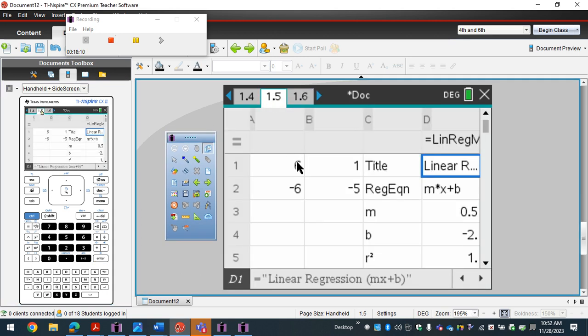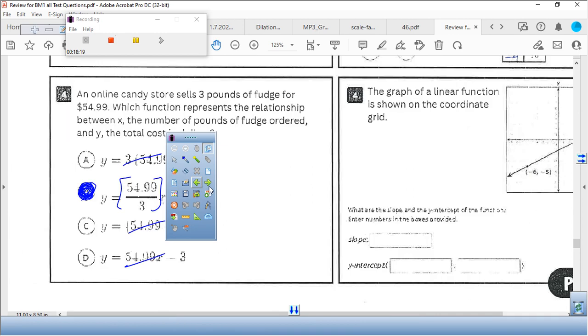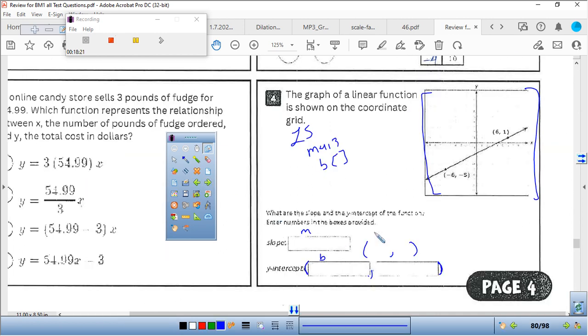6, 1, 8, 6, 5, and it gets right here. M to be that, B to be here. Okay, so then I'm going to come back to this, and then I'm going to actually look: M to be 0.5, and then your y-intercept, your B, it's a coordinate.